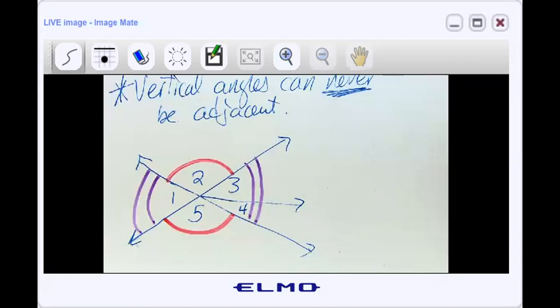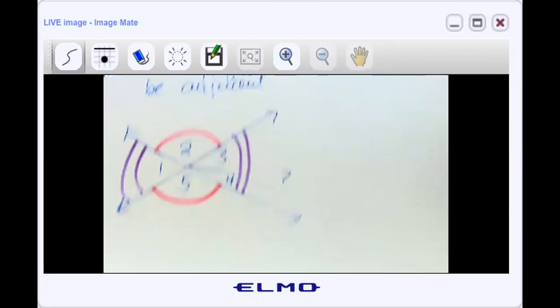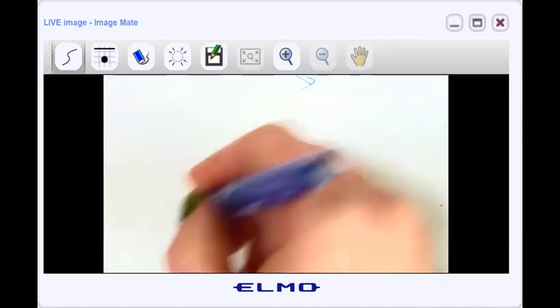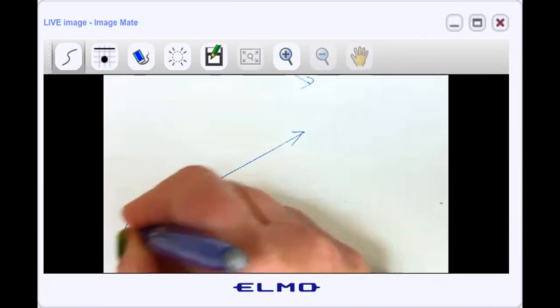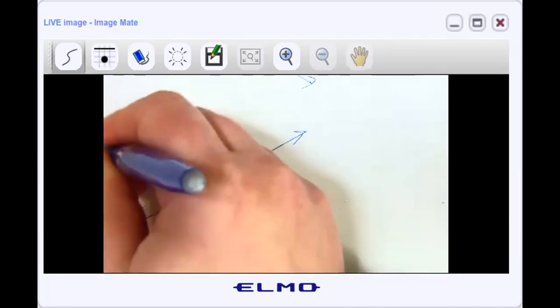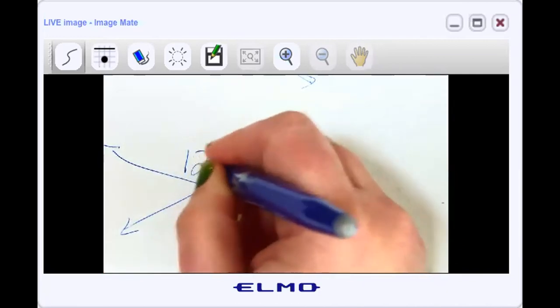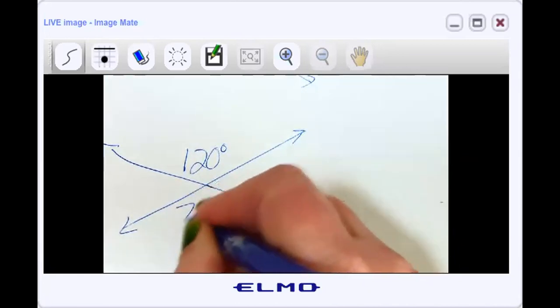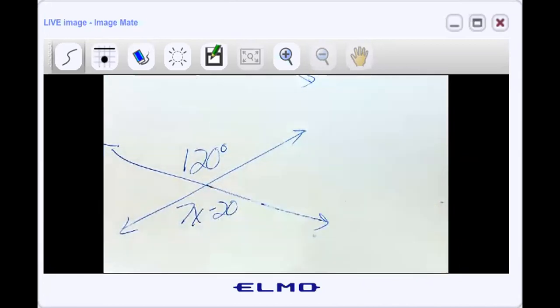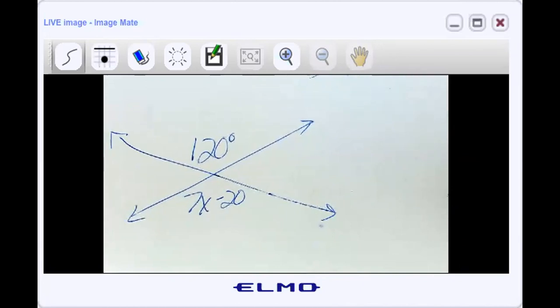Okay, let's do some numbers now. Or yeah, I'm going to throw in some algebra. You ready? I think you're ready. Let's try it. Let's see what happens. We'll start off easy. Let's say this is 120, and let's say this is 7x minus 20. So you ask yourself, are these two angles vertical?